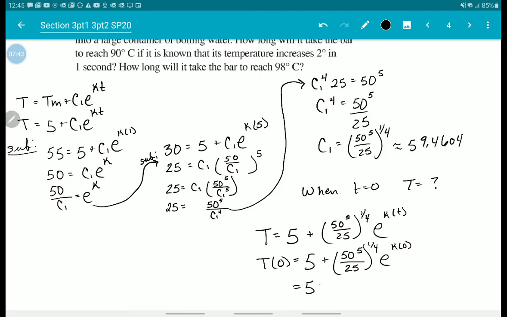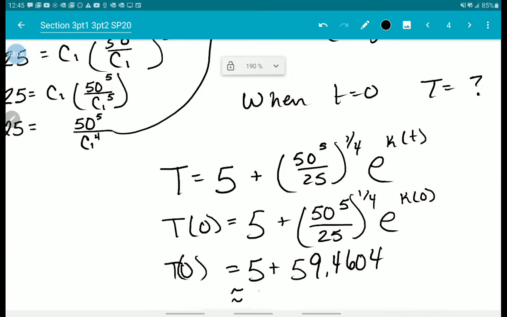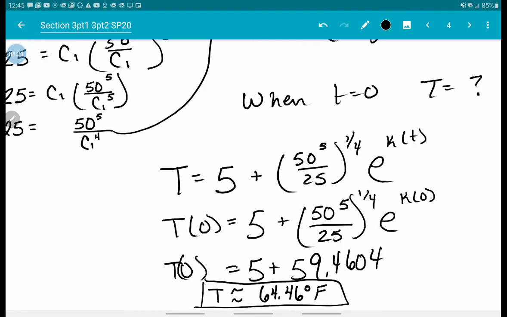So this is going to be 5 plus this number, which is about 59.4604 times e to the 0, which is 1. So that temperature is about 64.5 degrees. I'm just going to round this to 2 decimal places. So the initial temperature of that thermometer was about 64 degrees.